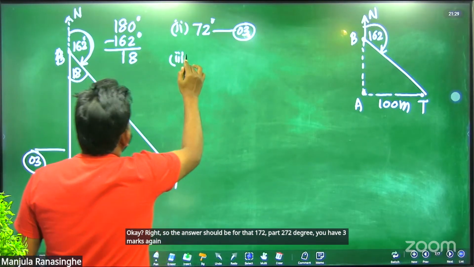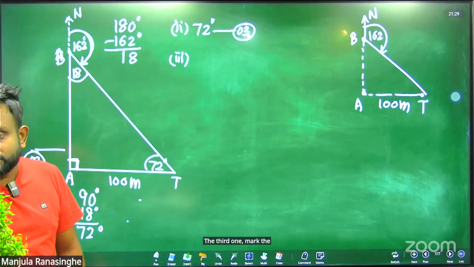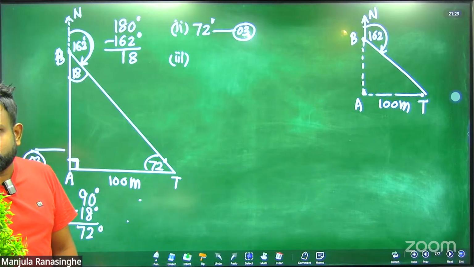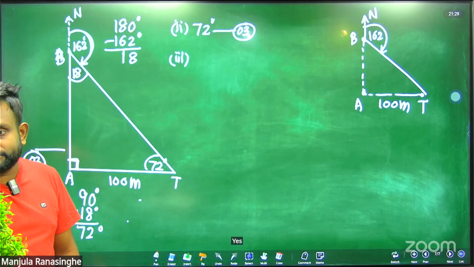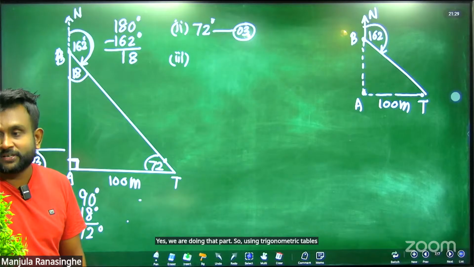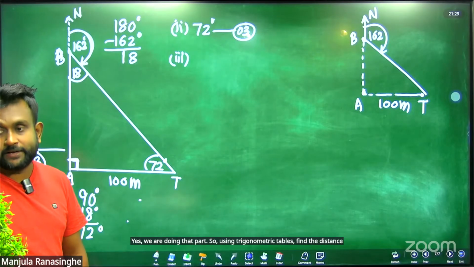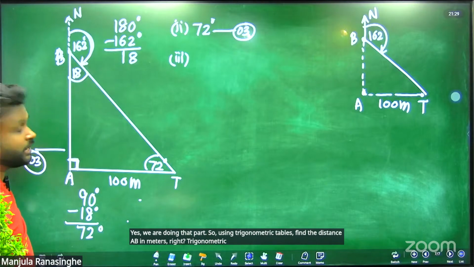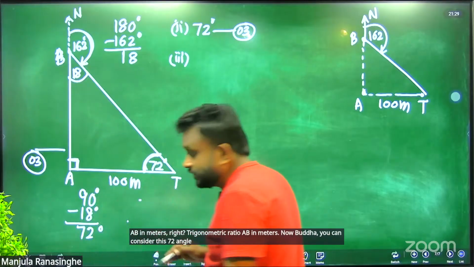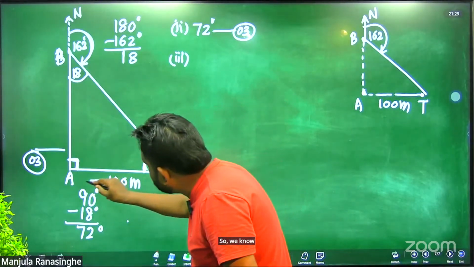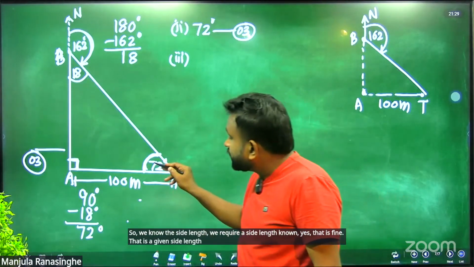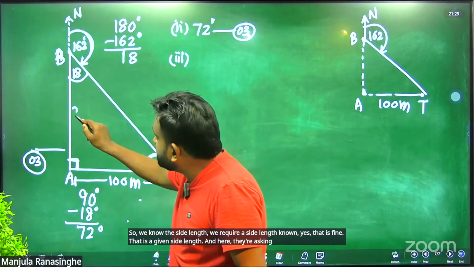The third one: mark the information on the diagram. Yes, we are doing that part. Using trigonometric tables, find the distance AB in meters. Now you can consider this 72 degree angle we know. We require a known side length, and that is the given side length. Here they are asking the AB length, and I mention it as X.